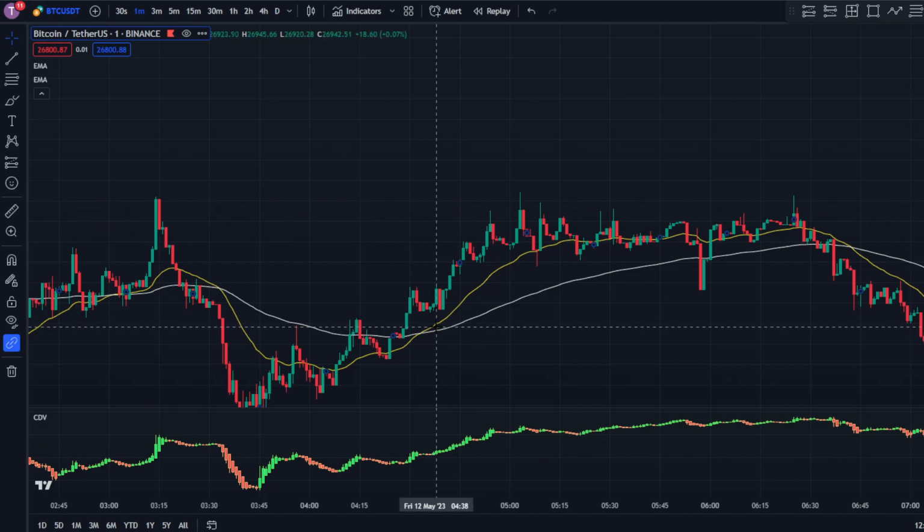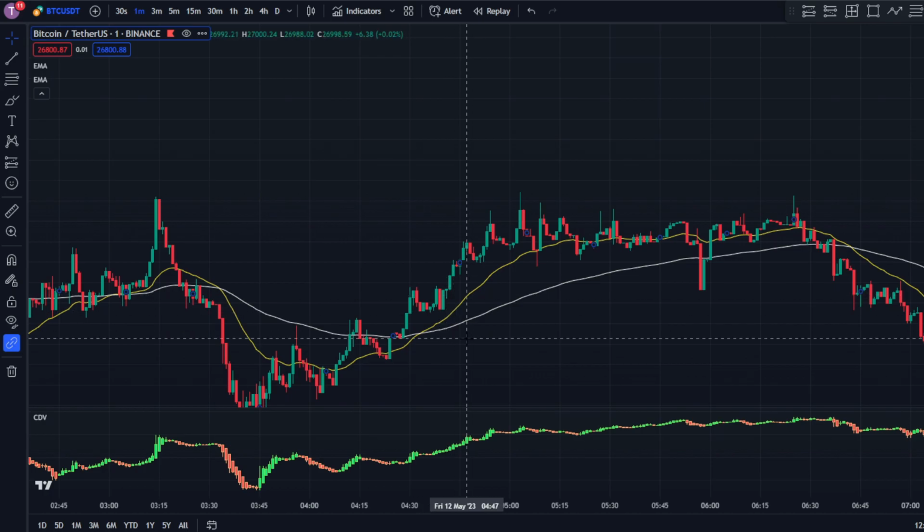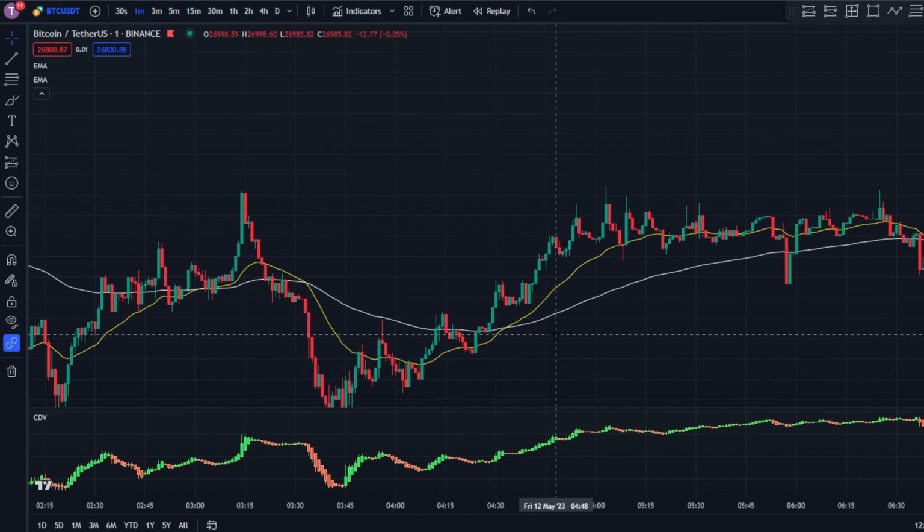Right here we have the crossover of the yellow EMA, which is the 27 EMA, above the white EMA. What does this mean? It means that we are heading in an uptrend direction and we want to look for long positions. So that is our first rule to take a long position: the yellow EMA, the 27 EMA, must be above the white EMA, which is the 100 EMA.